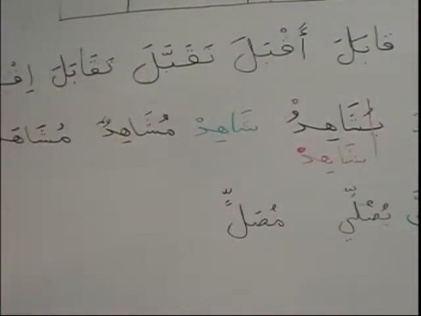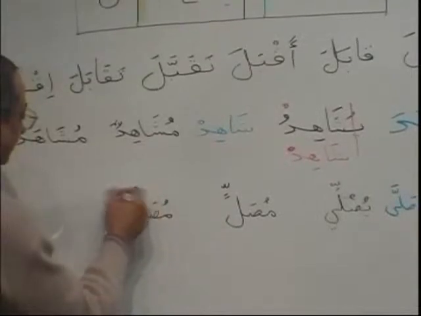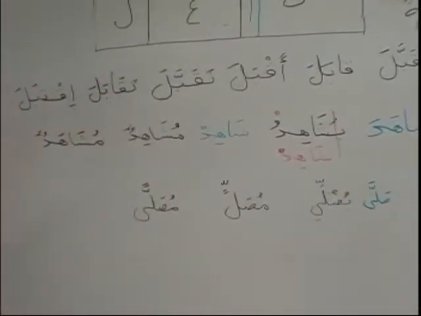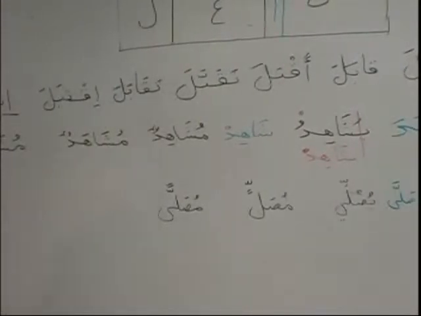What will be? Musallin. Okay, now make it Ism Maful. But it is, just make it. Now, what is this, brother? This is not ism maful. This is ismu makan, made on the pattern of ism maful.